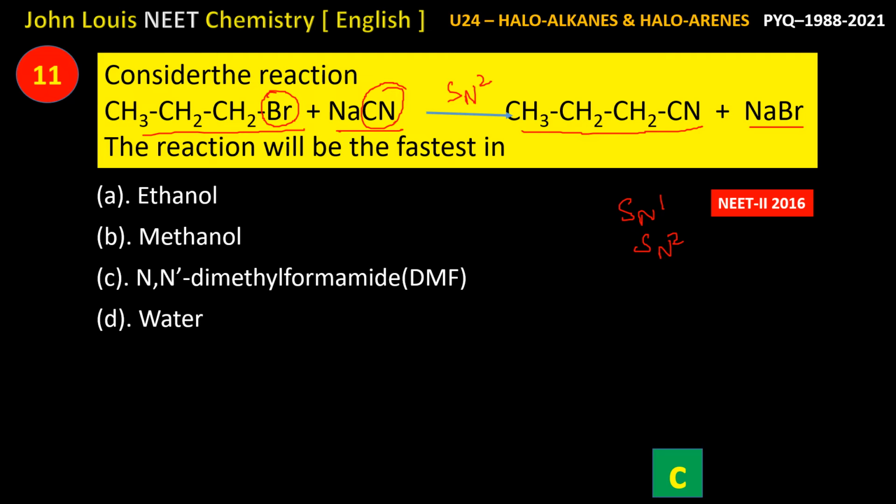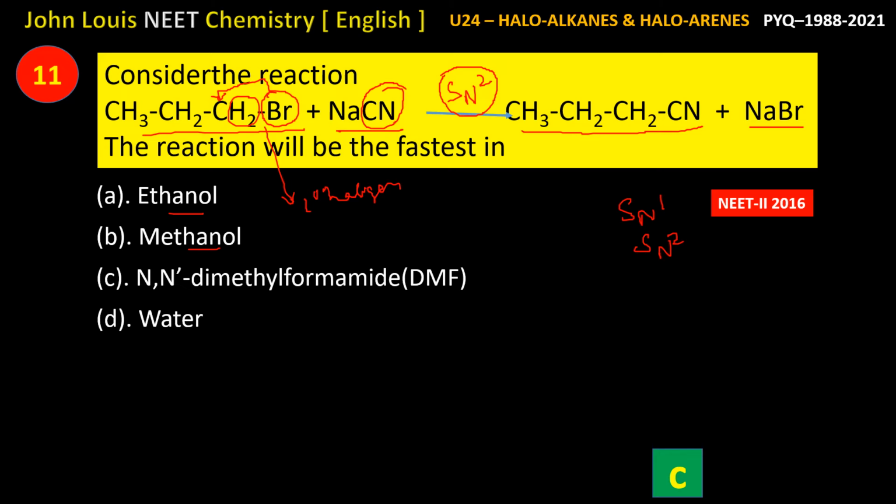So what type of halogen compound is it? This is a primary halogen compound. So what is a primary halogen compound? Here bromine is bonded to this carbon which has two hydrogens, then it is primary. If it has only one hydrogen, secondary. If it has no hydrogen, that is tertiary. The primary halogen compounds generally undergo SN2 types of reaction.